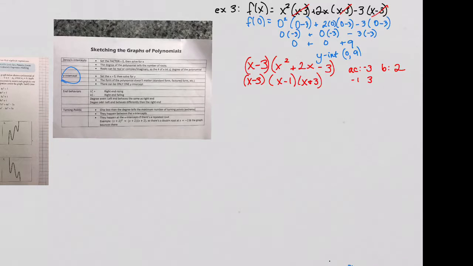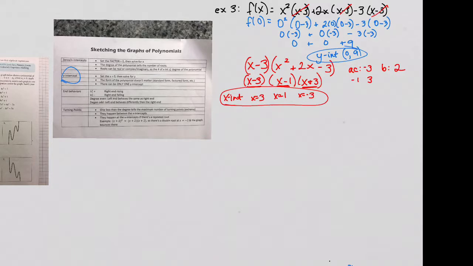So the x-intercepts, again, that's when we set each of these factors equal to 0. So if I set this equal to 0, my x-intercept will be at positive 3. If I set this factor equal to 0, the x-intercept is at 1. x plus 3 equals 0 means that x is equal to negative 3. So here are my x-intercepts, and I have my y-intercept.